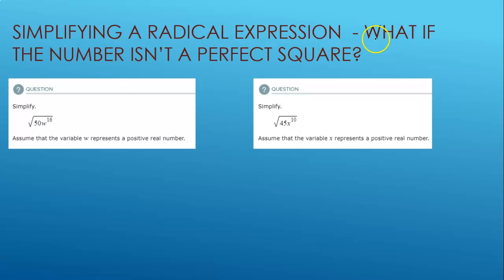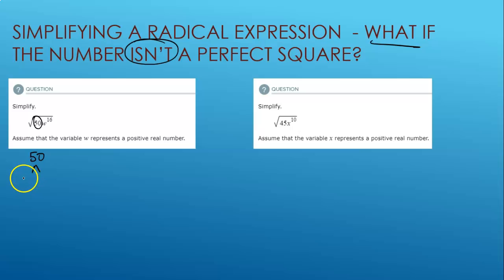All right, what if the number isn't a perfect square? 50 is not a perfect square. So far, it has sort of seemed silly to write out all these trees when you could do these on your own in your head without all the trees. We do the trees because of this. 50 is not a perfect square. What I'm looking for are the perfect squares that are hidden in 50.